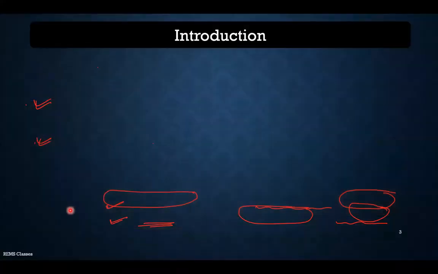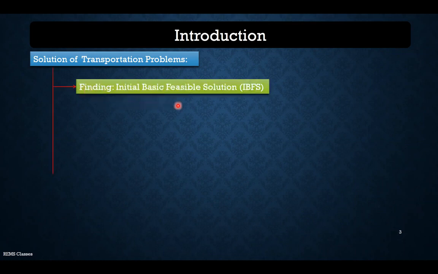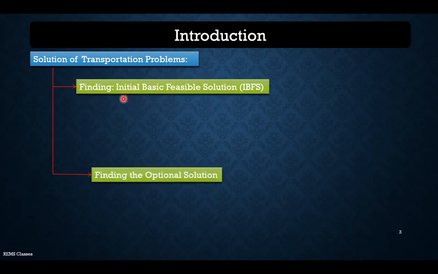Next, we will discuss the solution of the transportation problem. In the solution of the transportation problem, we have two things. One is that we have to find the initial basic feasible solution, and then we will go for solving the problem for the optimal solution. First we will find the initial basic feasible solution, and then we will find the optimal solution of the given problem.